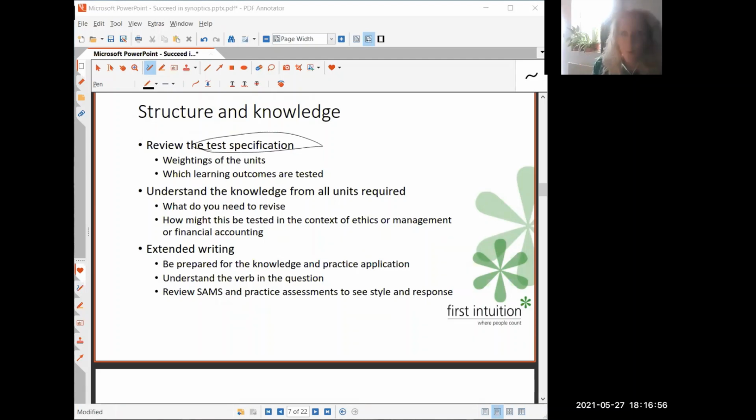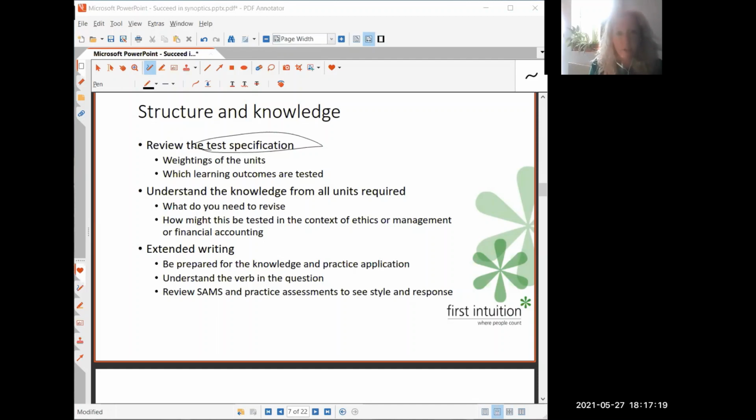It will also tell you about the weightings. So it will give you an idea of the emphasis of the exam, of the assessment on each of those areas of learning. So that can also help you to understand how much time you should be spending in each area preparing for the assessment. So that's your test specification.